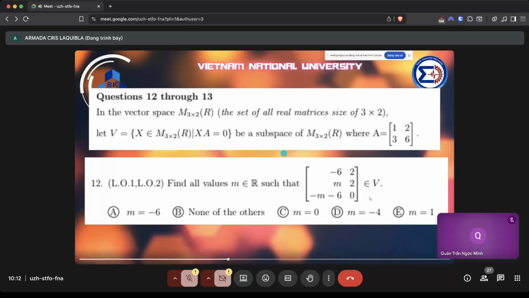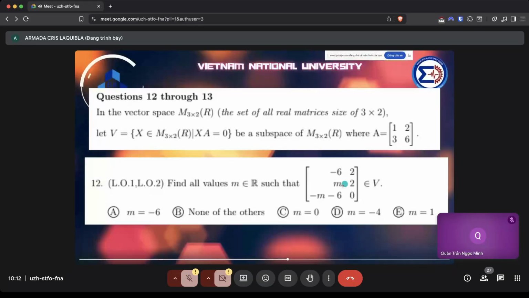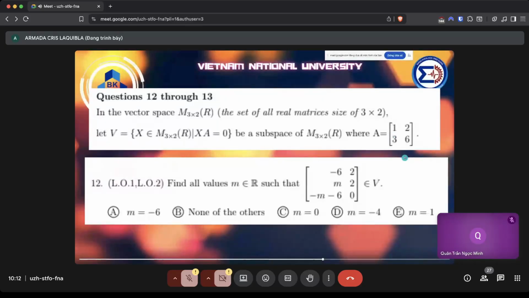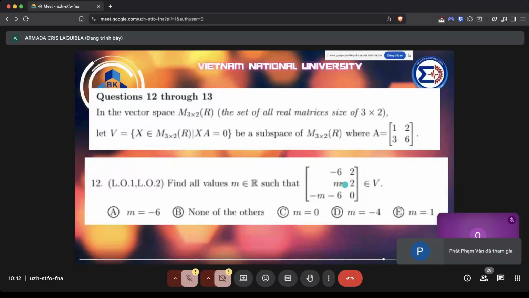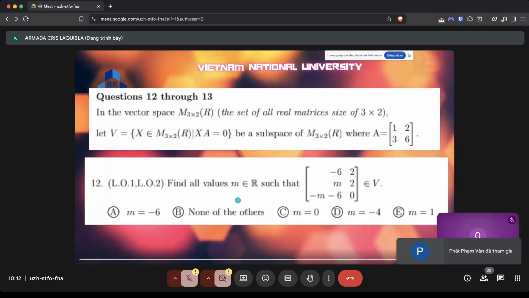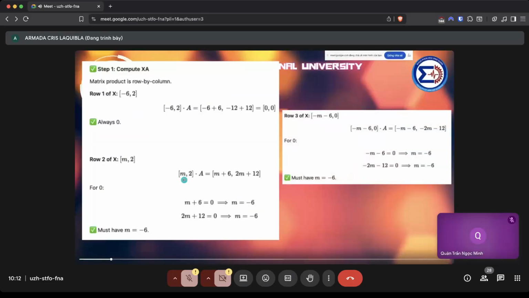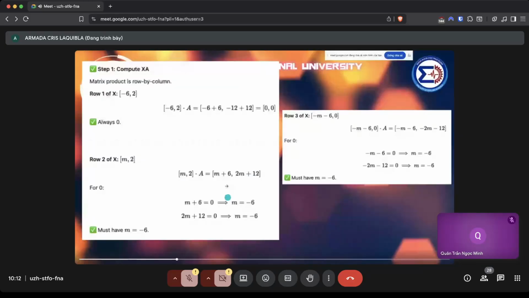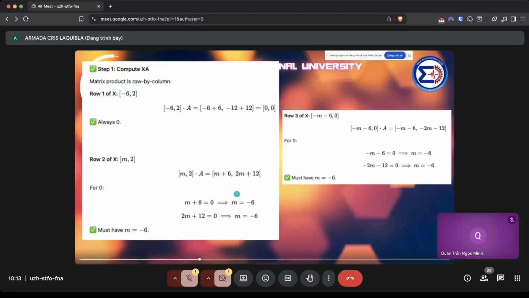m and 2, multiply it here in 1, 3. We have there m plus 6, correct? Then m2 times this, you have there 2m plus 12. So m2 times 2a is m plus 6 and 2m plus 12. Now you solve the m there. Again, it should be equal to the 0 matrix. So this becomes 0 and this should be 0 here.